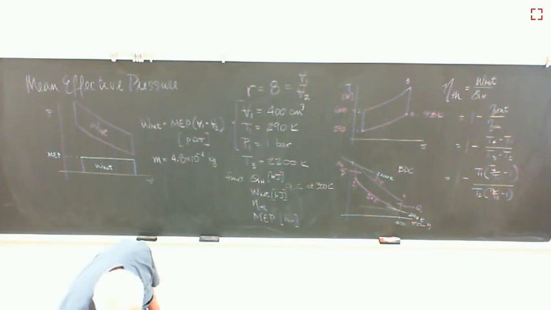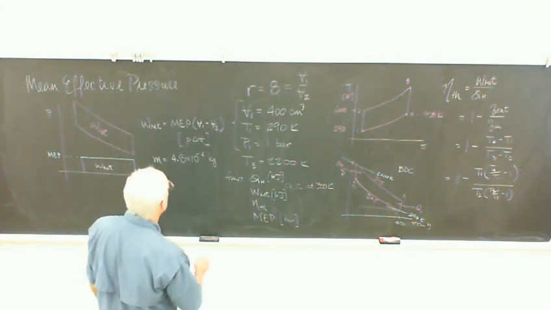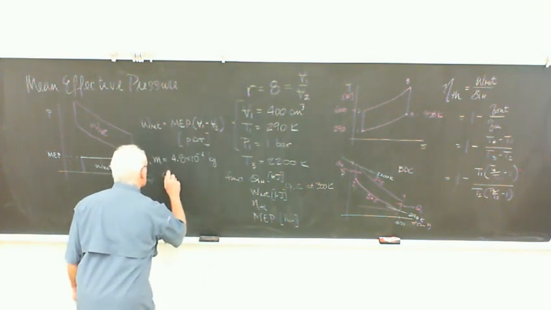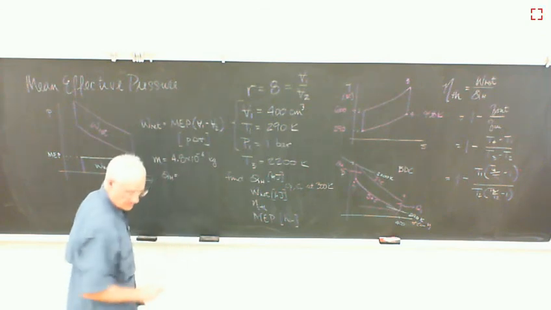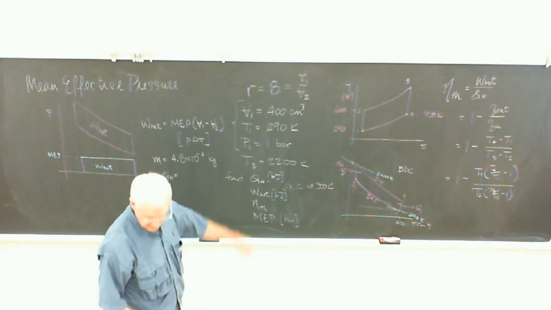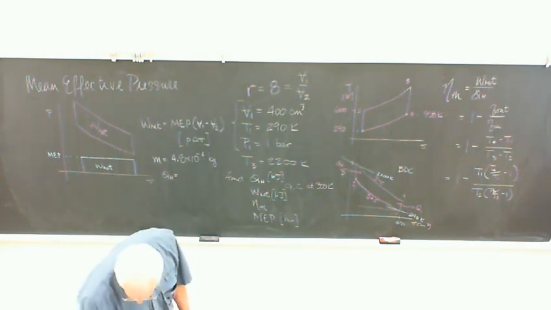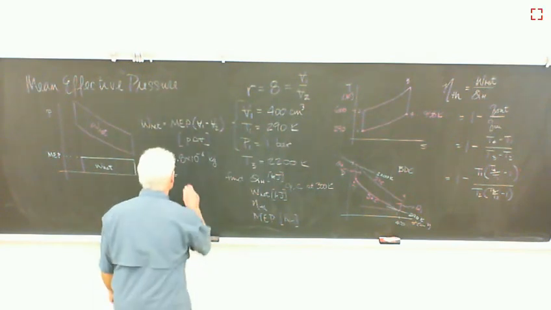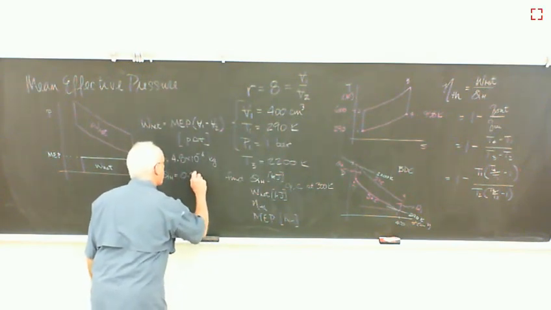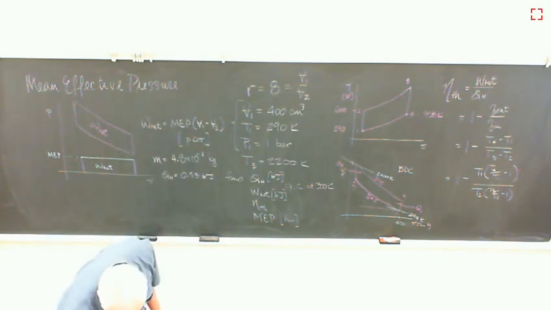So that makes everything else just a matter of c sub v delta T. Q_H, with the mass and c sub v delta T, should be 0.53 kilojoules. That's the heat added.